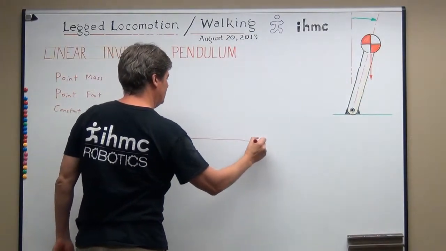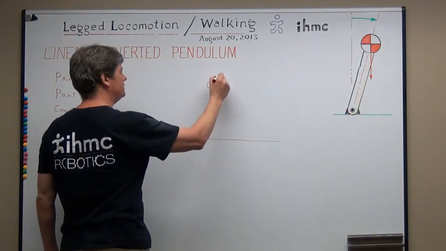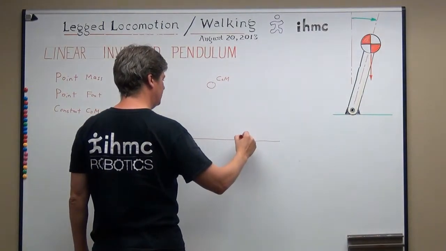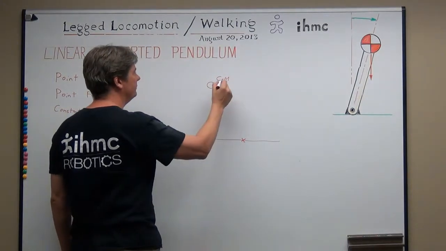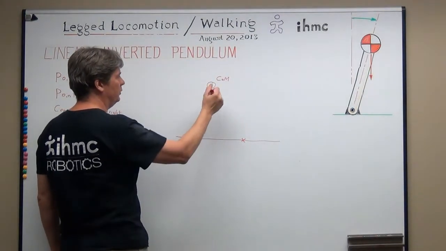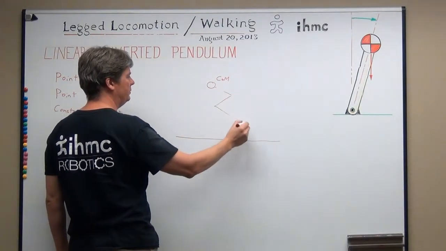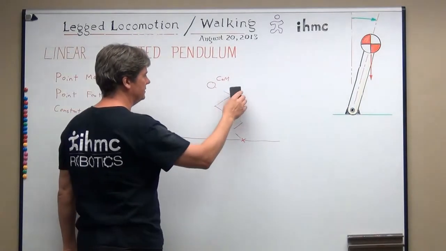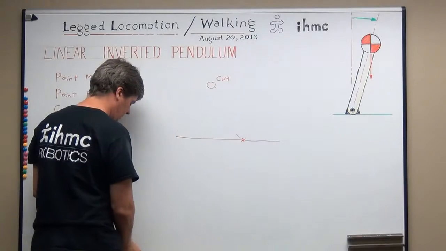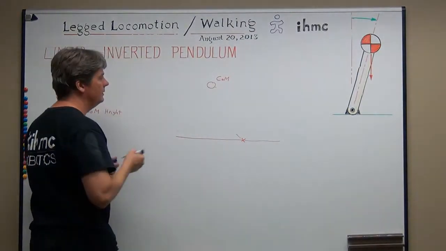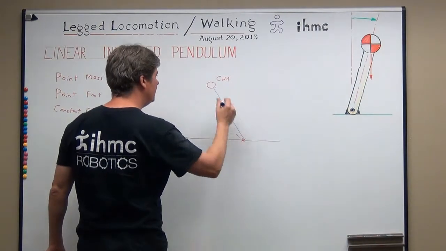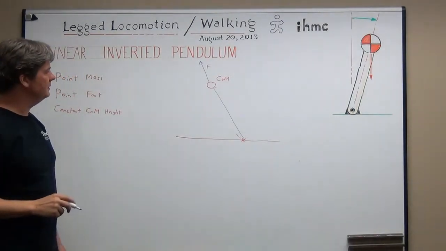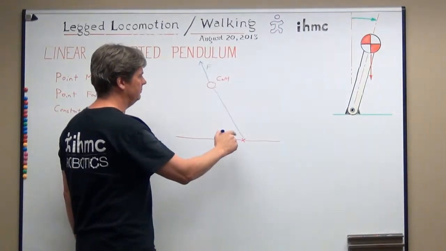So you've got the ground, you've got your center of mass somewhere up there, and you've got your foot somewhere there. Since it's a point mass, it doesn't really matter what mechanism you have between the ground and the foot, as long as it can keep the center of mass at a constant height. So the force has to lie along the line between the center of mass and the center of pressure of the foot.